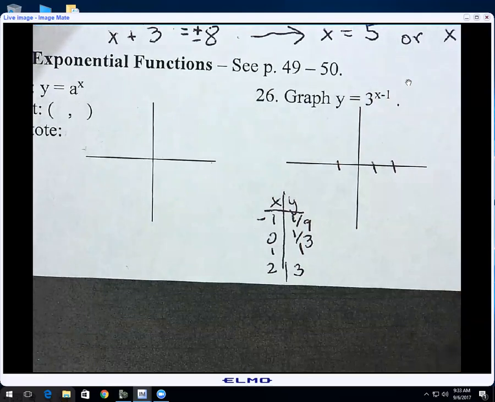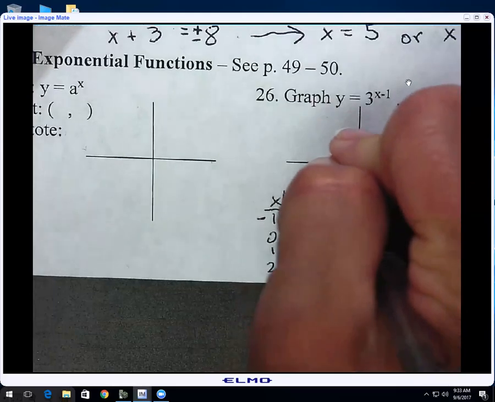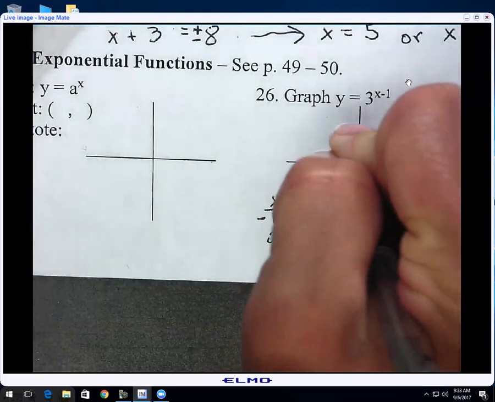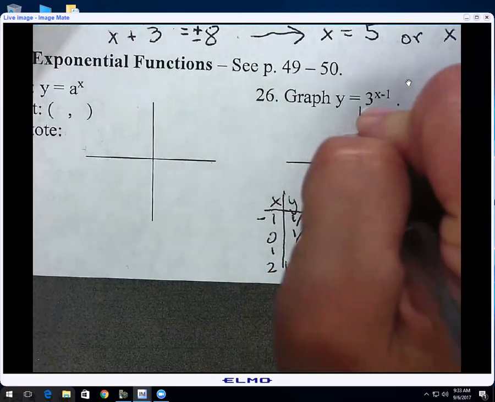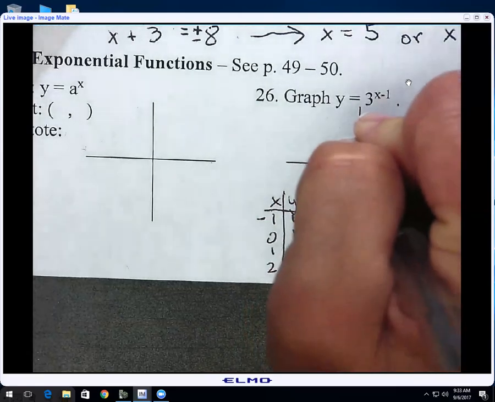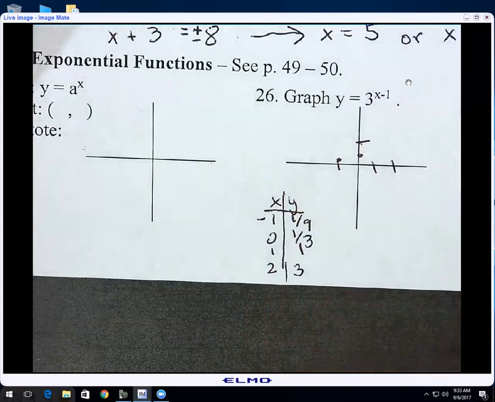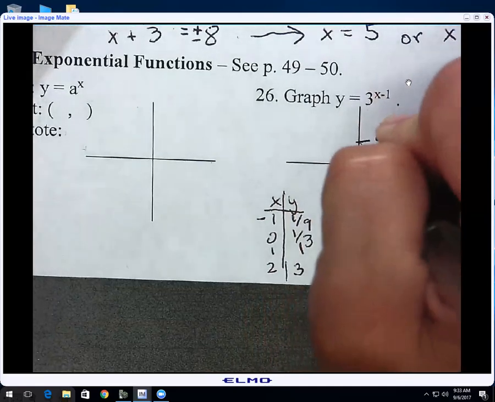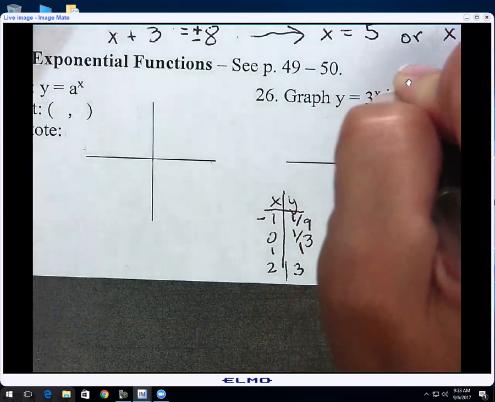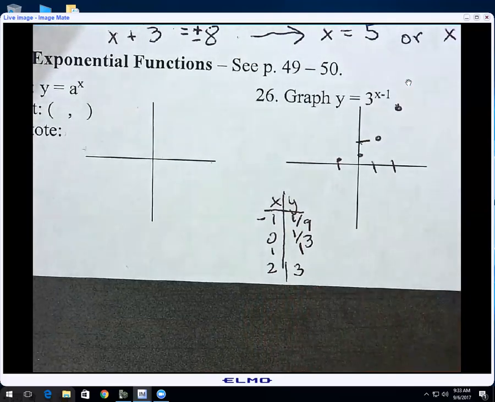-1, 1/9 is just barely above the x-axis, so close I probably couldn't even spot it on the graph. 0, 1/3, maybe right here. 1, 1. 2, 3 would be up there somewhere.